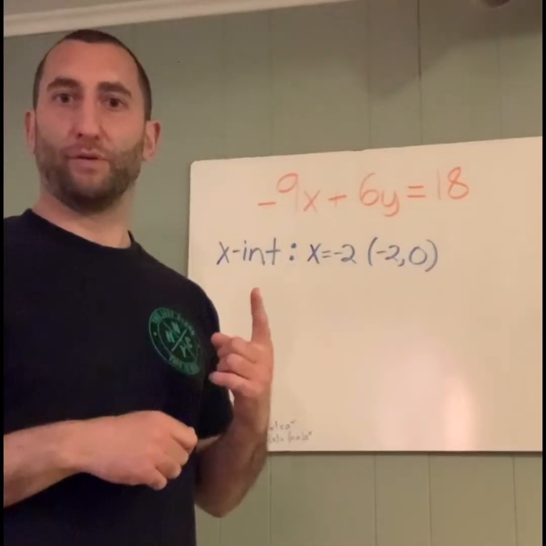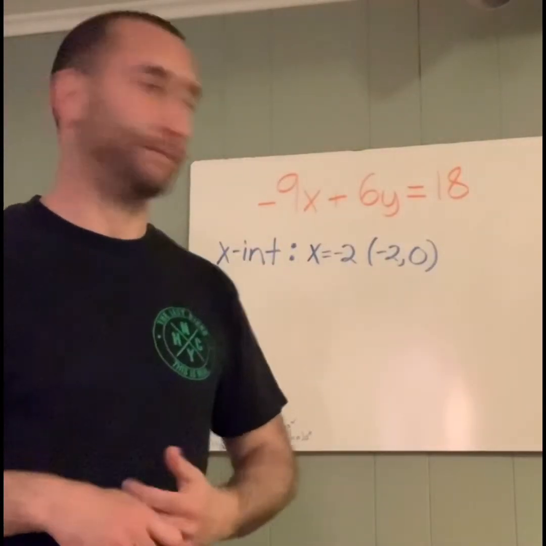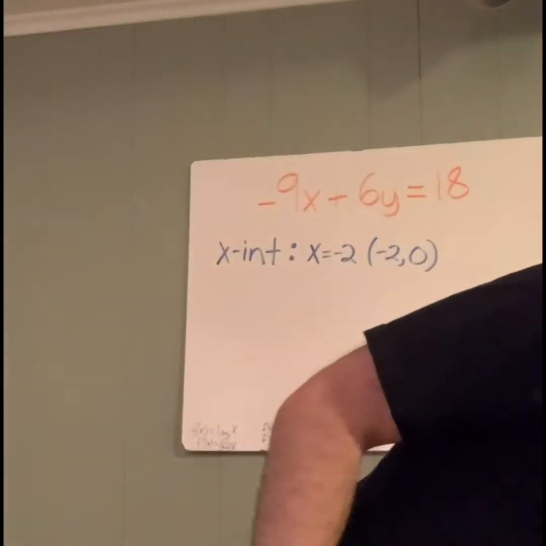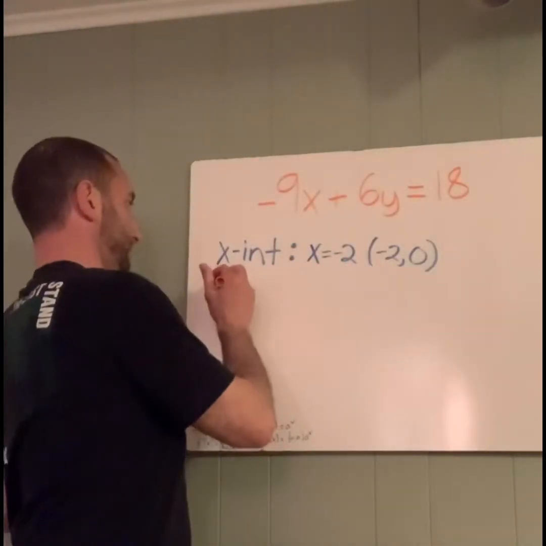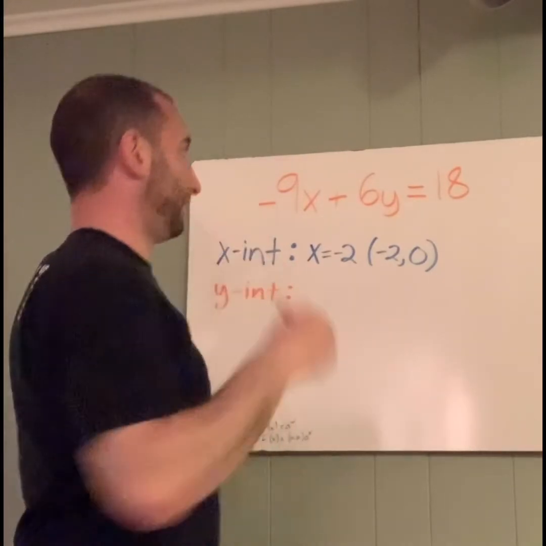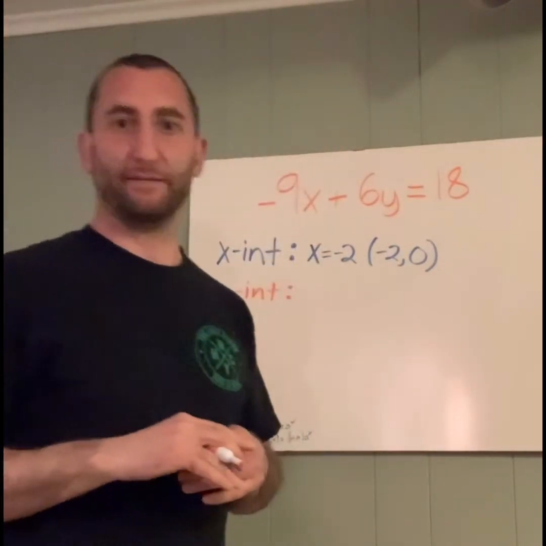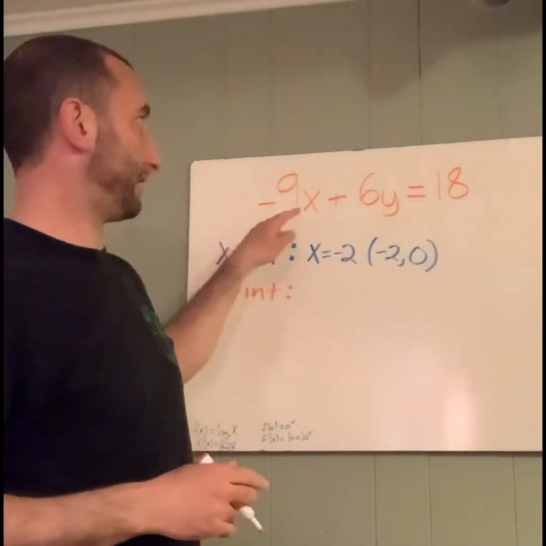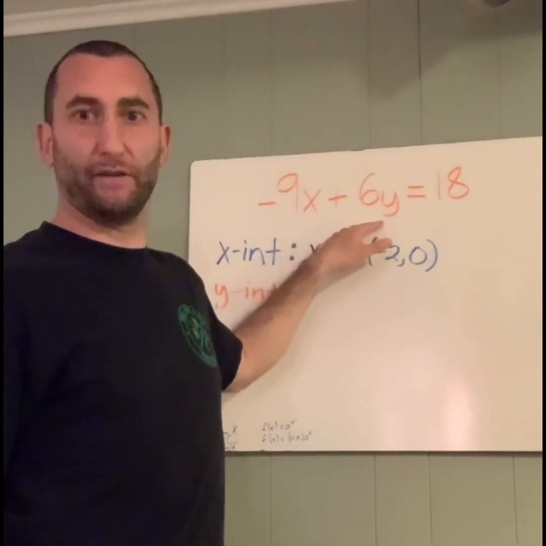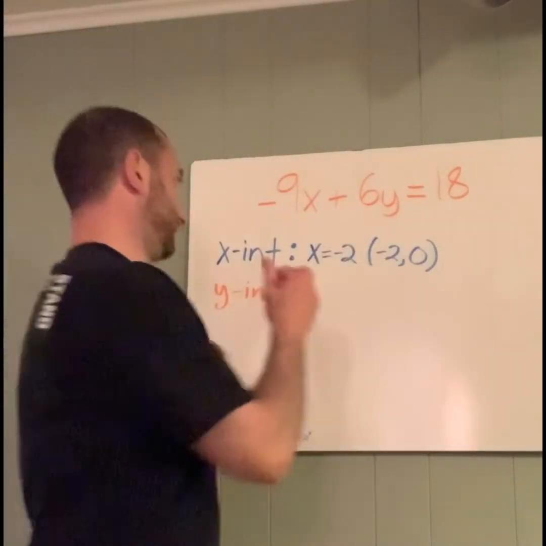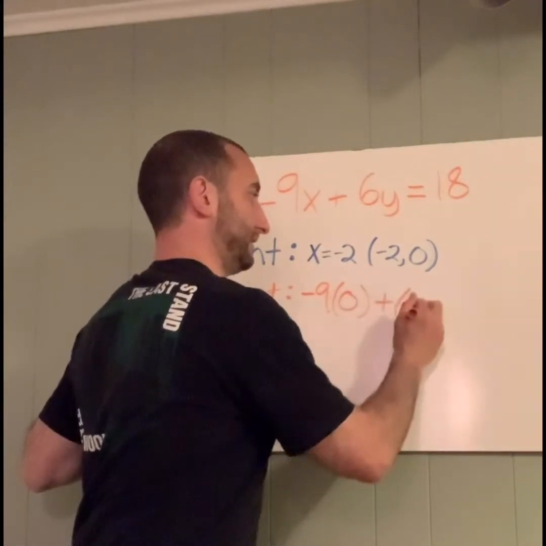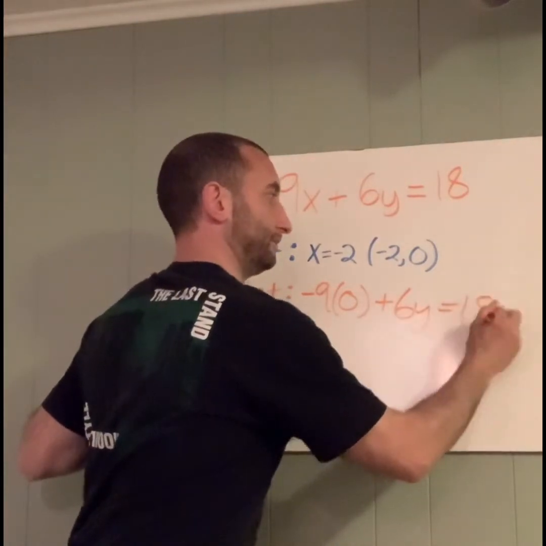All right, we've got 1 point, the x-intercept. Now we've got to find the y-intercept. So let's use the same logic except in reverse. All right, what is the x value for every y-intercept ever? Yep, 0. So we're going to do the same thing. Instead of writing negative 9x, we're going to write negative 9 times 0, which is going to allow us to solve for y and then find our y-intercept. So negative 9 times 0 plus 6y equals 18.